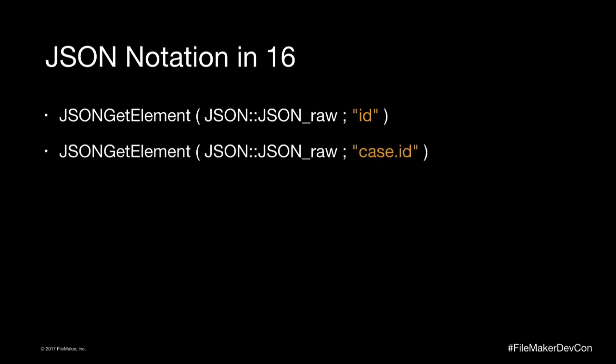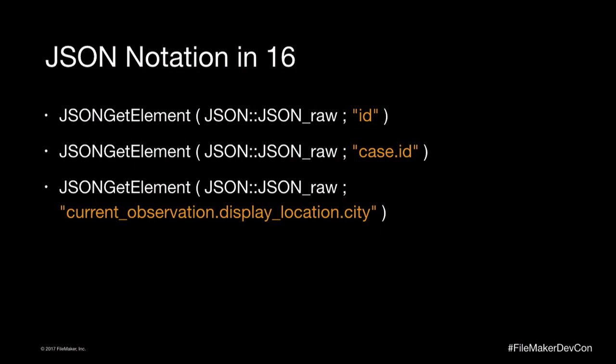If I'm tracing this down into a nested object, in this case it has an object with another object. Case is the parent object or root object, and ID is the next object. We use dot notation, or a period, between them, so case.id is the path. In this case I've got another object below there. So if I go current observation dot display location dot city, I'm now going 3 levels deep in the path. So we can see that the path is important in terms of what we have here.